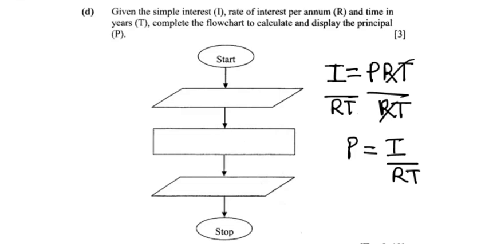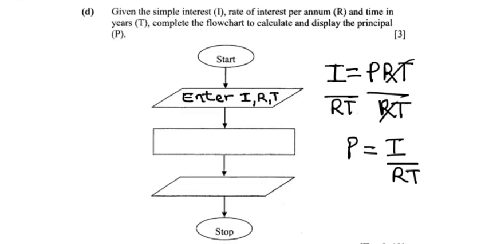So in the first stage we are going to write the input or the variables that we need for us to calculate the principal. Here we'll write enter. We can use the word enter or we can use the word input. I'm going to use the word enter. So what variables do we need? It is I, comma, R, comma, T. These are the variables that we need when it comes to calculating principal. So that is the input stage.